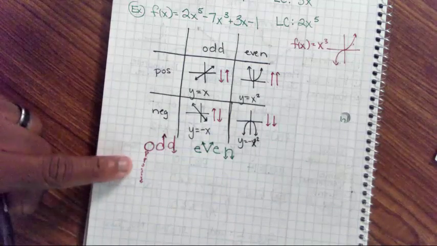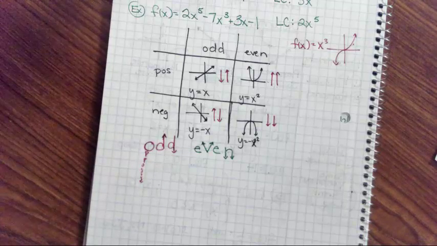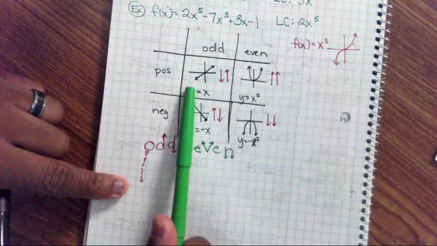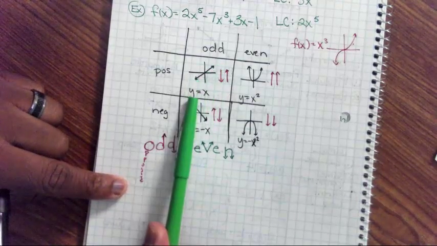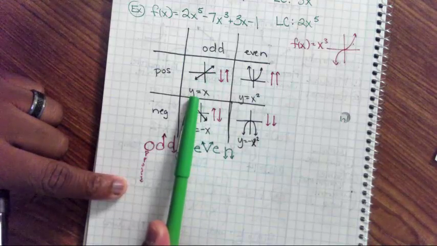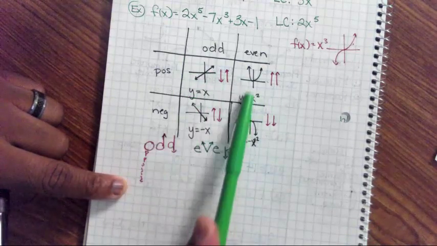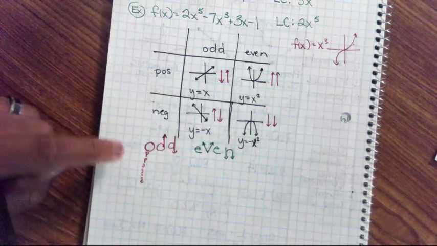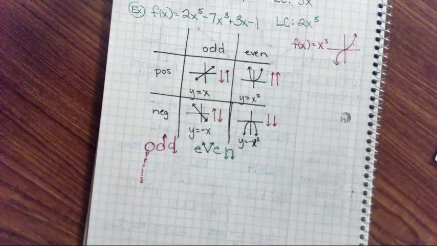Odd graphs go in opposite directions, even graphs go in the same direction. That's what you need to remember, right? Or if you forget that, you can just remember what? A positive odd graph is going to be what? Y equals x. You understand that? Any positive even is y equals x squared. Negative odd is y equals negative x. Negative even is y equals negative x squared.